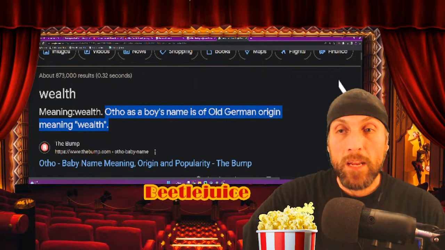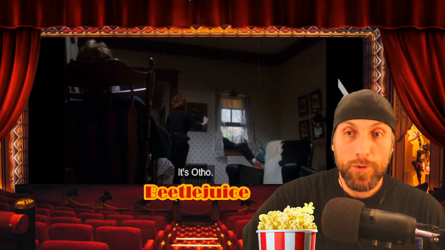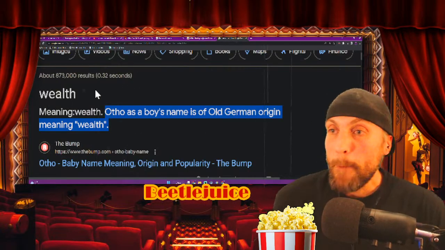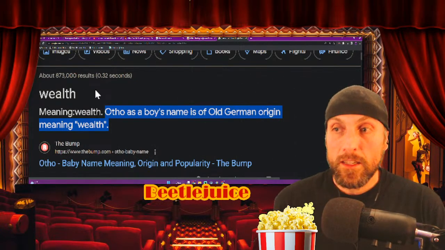Now, they have a friend named Otho. Here's Otho. He's coming in through the window for some strange reason. So he says it's bad luck, I guess. But anyways, Otho's name means wealth.